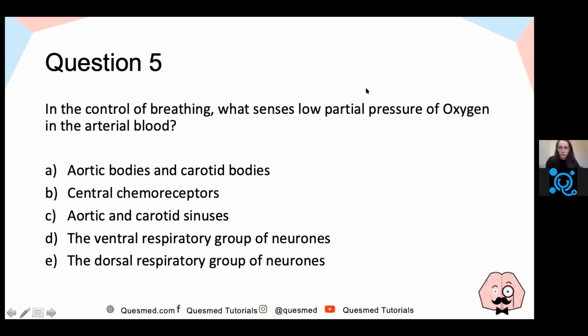So, question 5. In the control of breathing, what senses low partial pressure of oxygen in the arterial blood? Is it A, the aortic and carotid bodies? Is it B, the central chemoreceptors? Is it C, the aortic and carotid sinuses? Is it D, the ventral respiratory group of neurons? Or is it E, the dorsal respiratory group of neurons?